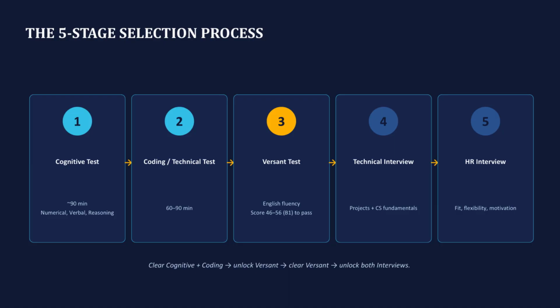And the next one is the twist. You can only move to the third stage, the Versant test, if you clear both the cognitive test and the coding test. This is specifically an automated English speaking and listening test, and you need to score somewhere between 46 and 56. That's the kind of B1 level to pass it. And the next one is the technical interview, and the final one is the HR interview. So there will be five stages. It's like a marathon, I know, but every single one of these is very learnable if you know exactly what it's testing, and that's exactly what we are doing next.